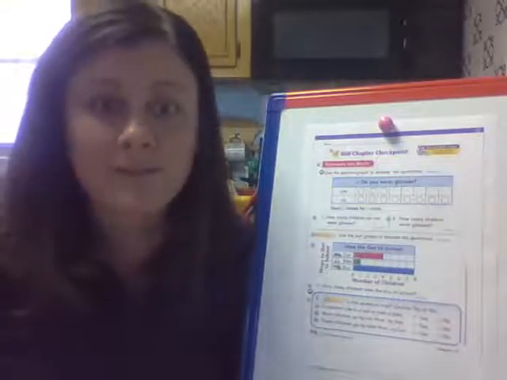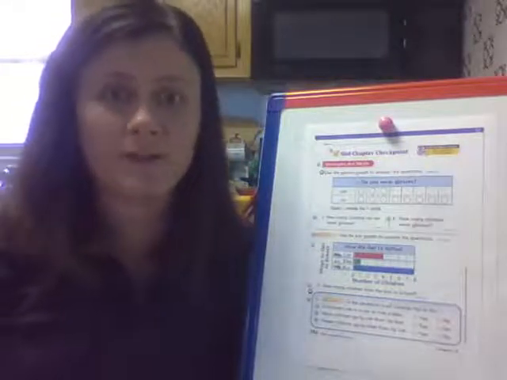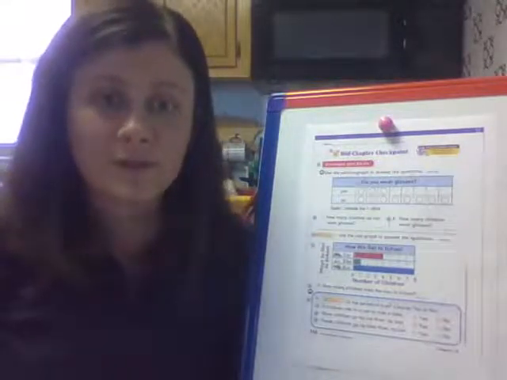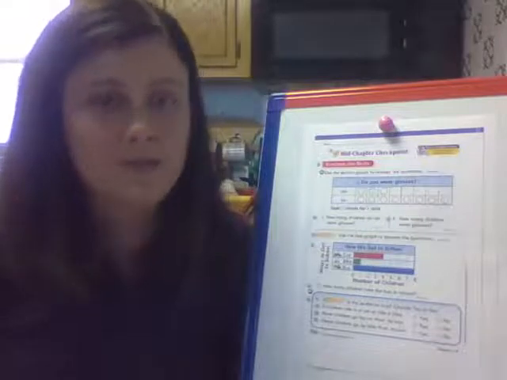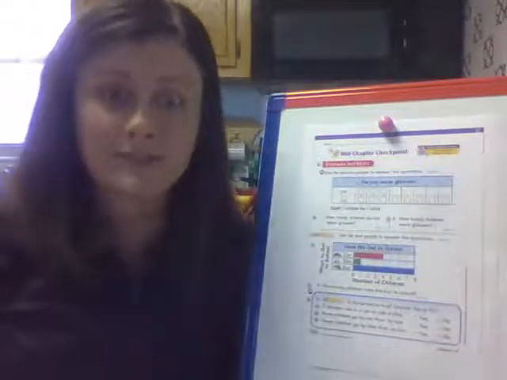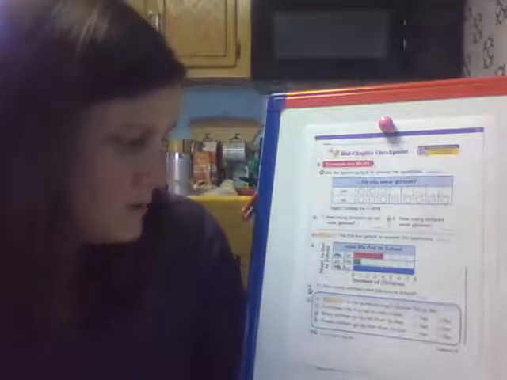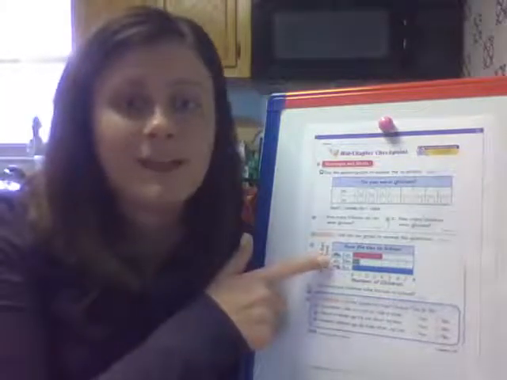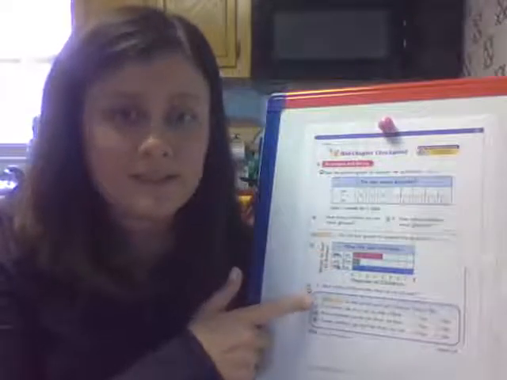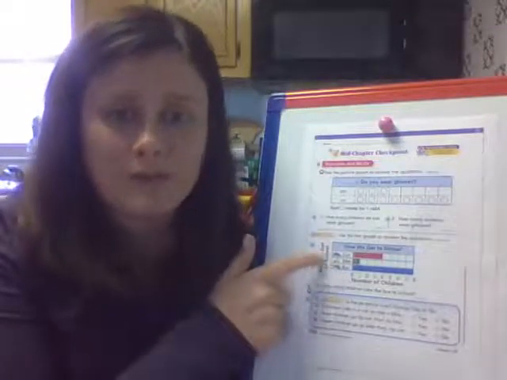Number 4, you're going to fill in the circle. So you can fill in the circle for yes, or you can fill in the circle for no. Remember, it's kind of like true or false. If the sentence is true, say yes. If the sentence is false, say no. We're going to use our graph to answer that question. So you're going to have to listen to the question and look up at your graph to check, is that true or no?